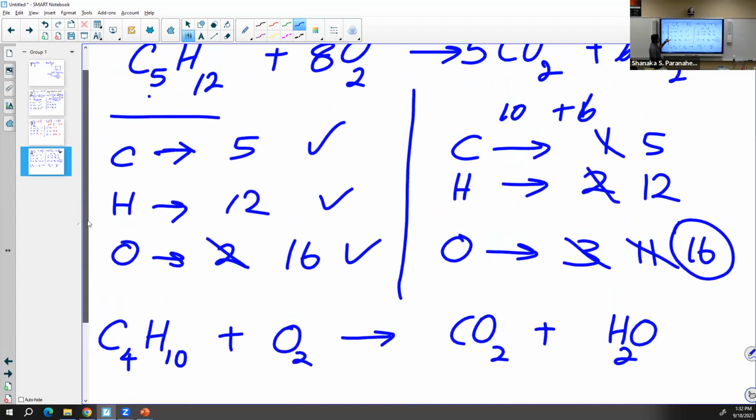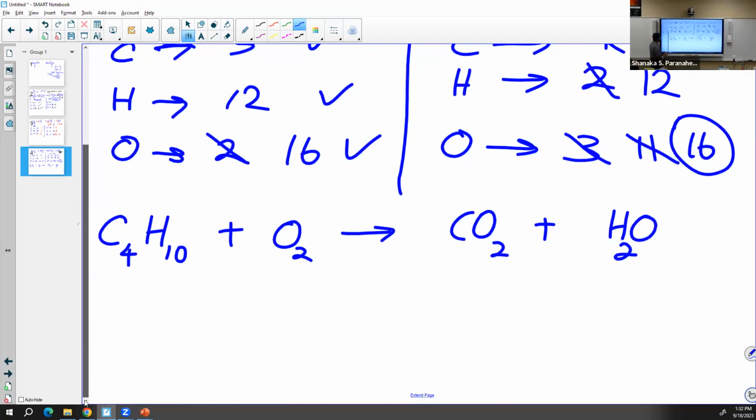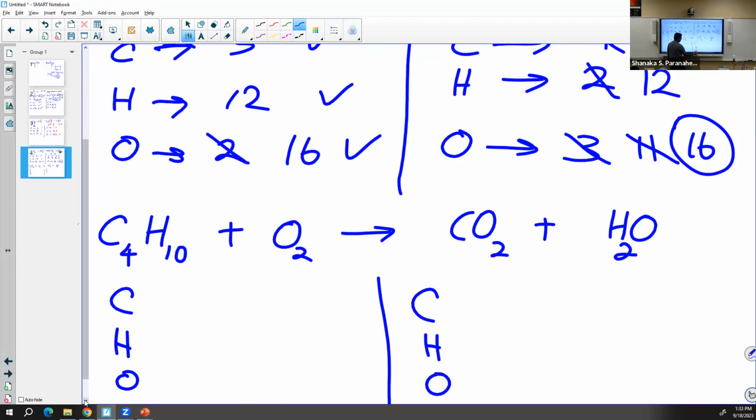Does anyone need more time to note down this? Good. Okay, let's move on to the next one. Same thing. Carbon, hydrogen, oxygen.